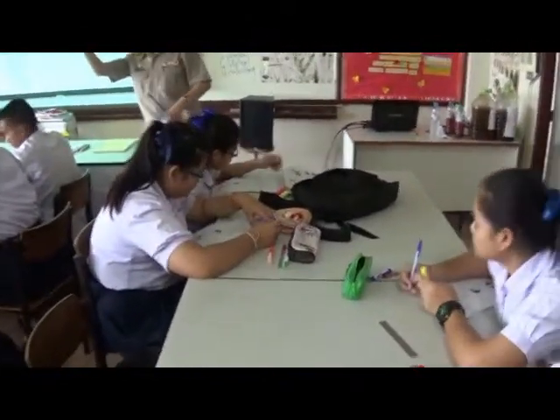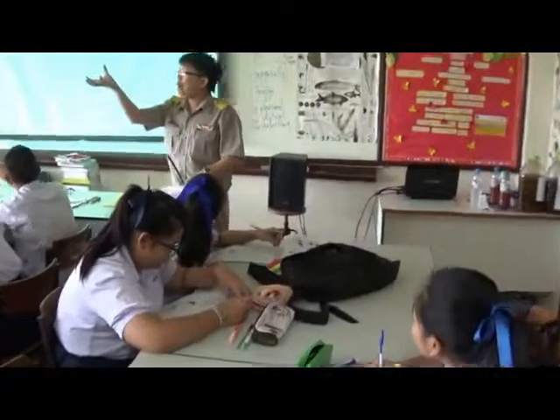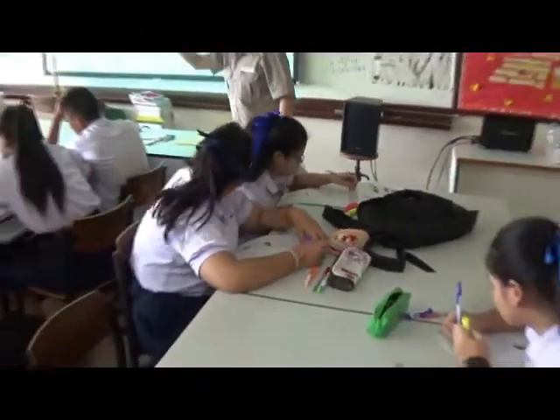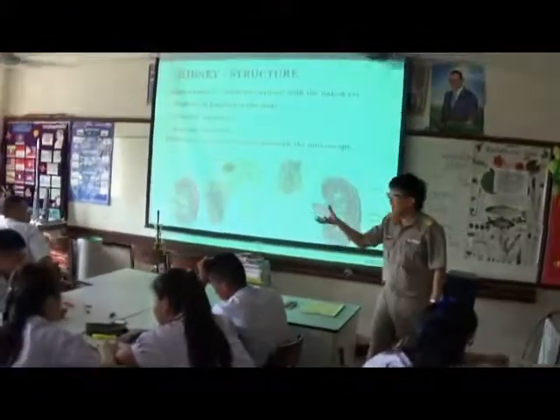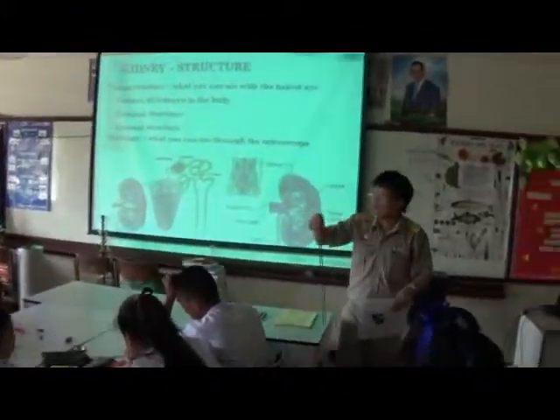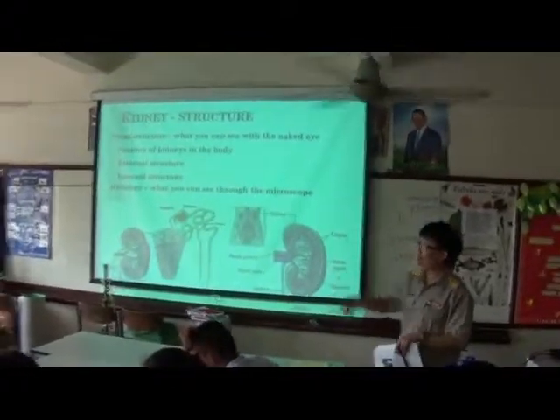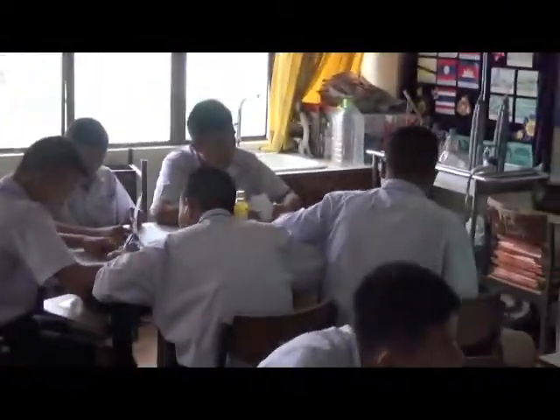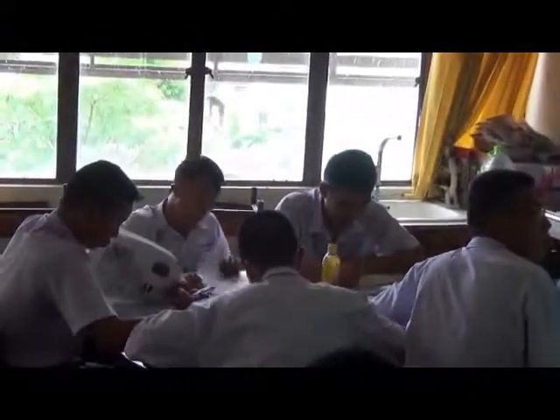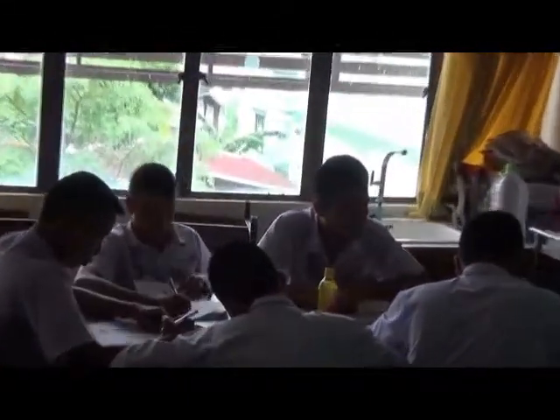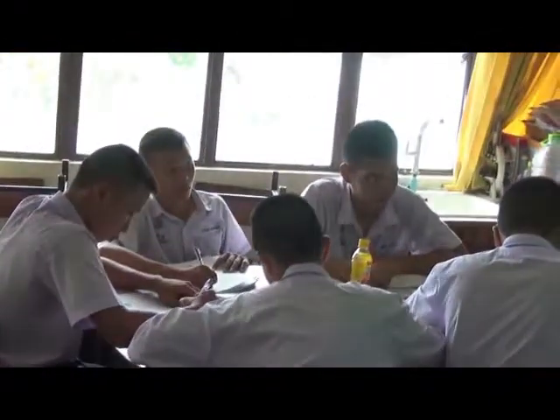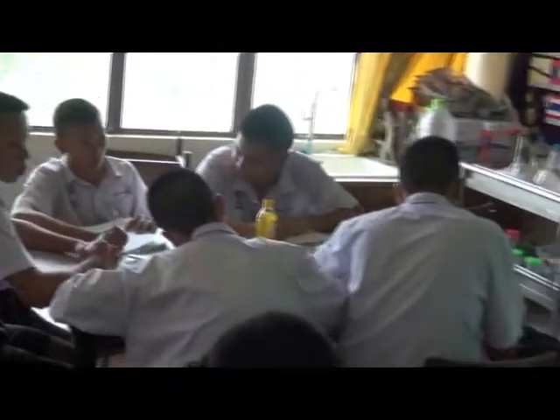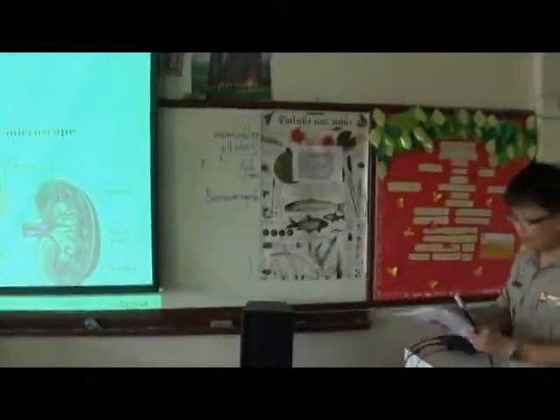The fifth. That has the shape of a bowl. Bowman capsule. Very good. Okay. Write this: Bowman capsule. Like this word, Bowman capsule. Okay? Bowman capsule, double N.